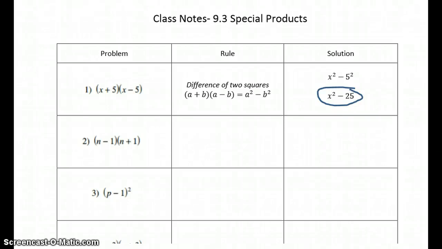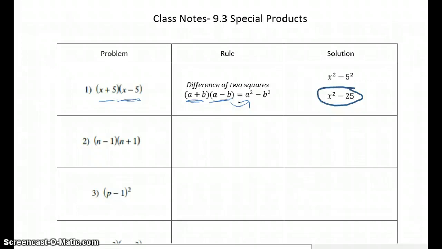Alrighty, so this is class notes for section 9.3, special products. What we saw in the 9.3 video notes is that if we see a polynomial that is multiplied, for example, x plus 5 times x minus 5, and we notice that this fits the pattern of one of our rules, a plus b, a minus b, then we can just apply the rule and find the values for a and b and plug them in to our solution according to the rule.